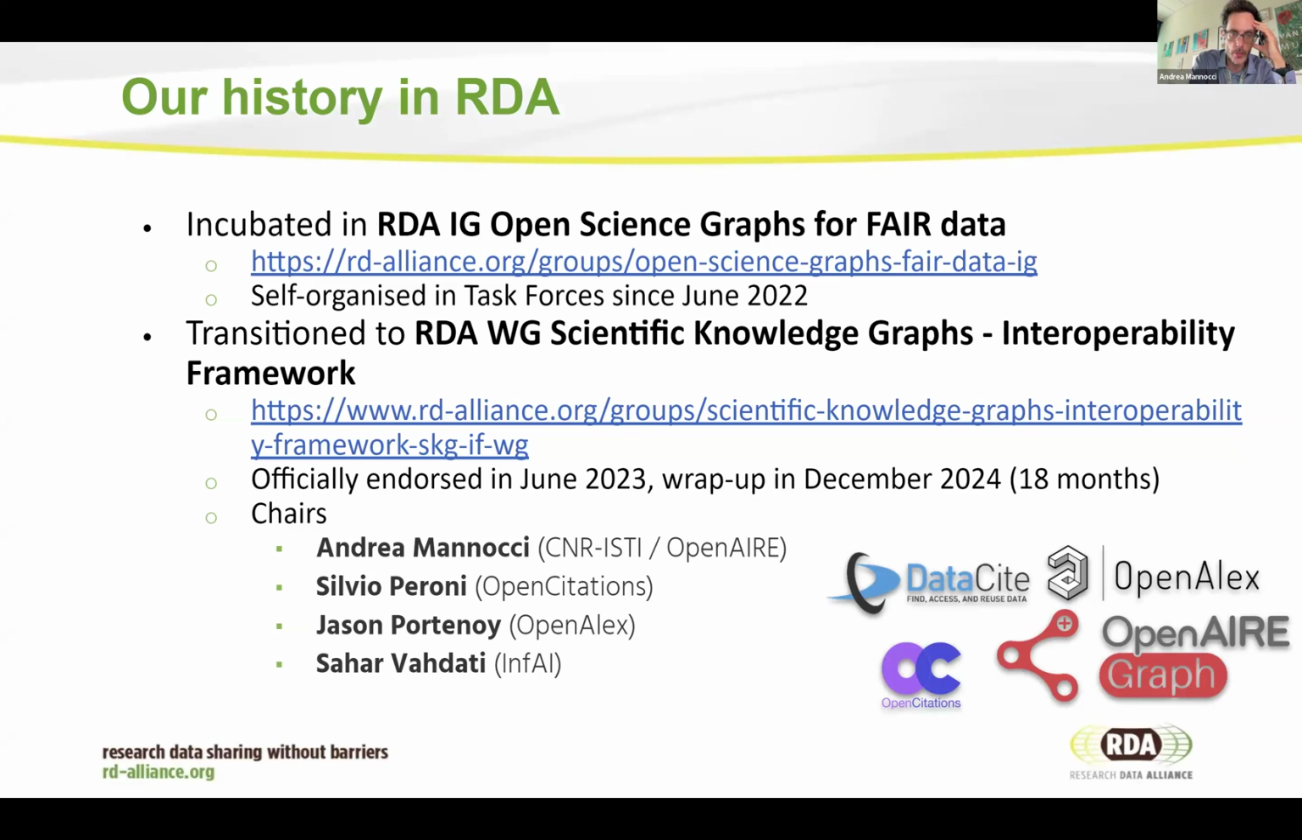The working group on SKGIF has been incubated within this very interest group on open science graphs for fair data. And at the beginning, we were organized as task forces. So this was back in summer 2022. And we have been officially endorsed as a working group last year in summer. And the life cycle of our activities is going to wrap up in December this year, so it's 18 months total.